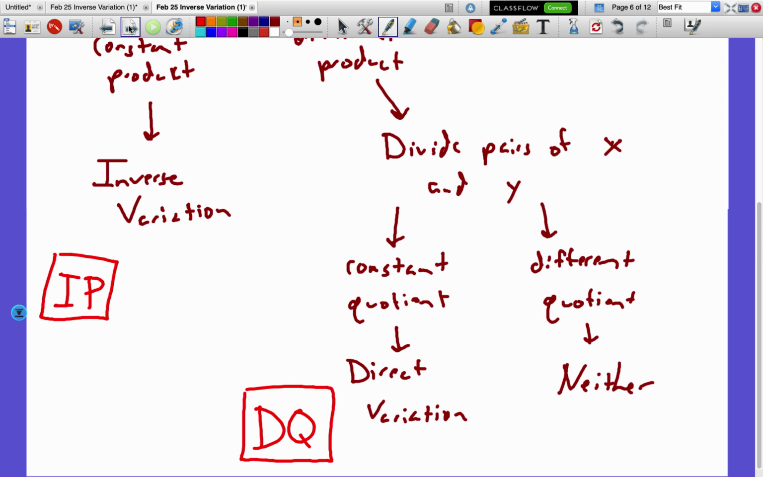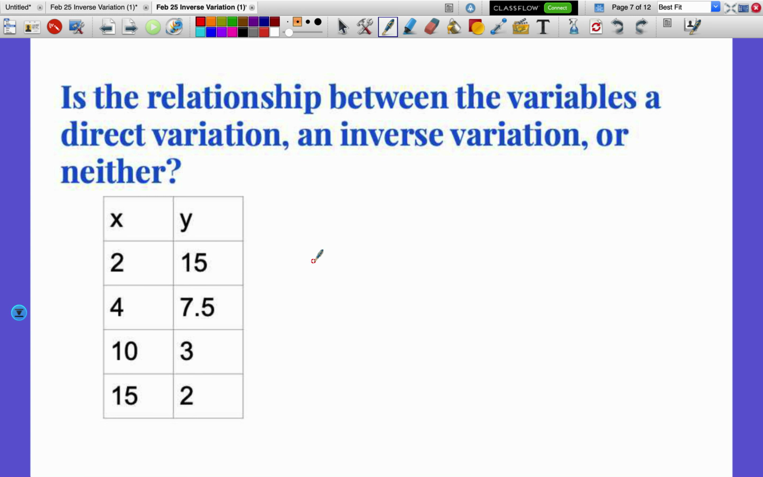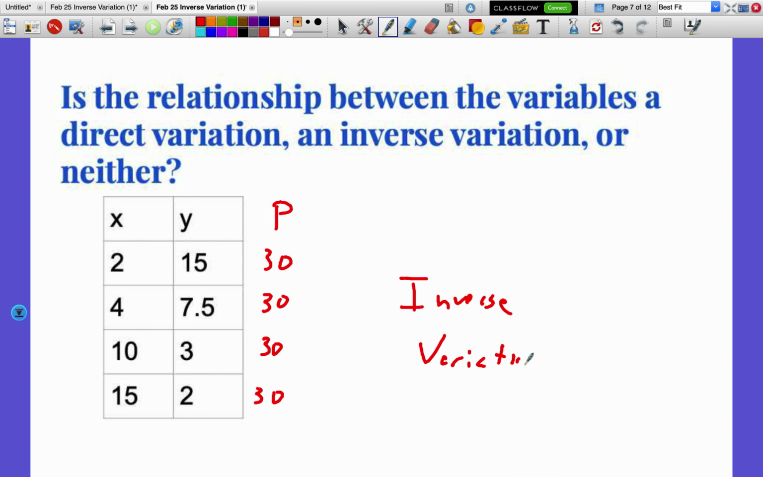All right. So is this relationship between the variables direct variation, inverse variation, or neither? So let's check for constant product. So 2 times 15 is 30. 4 times 7.5 is 30. 10 times 3 is 30. 15 times 2 is 30. So intellectual property, this is inverse variation, because we have a constant product.